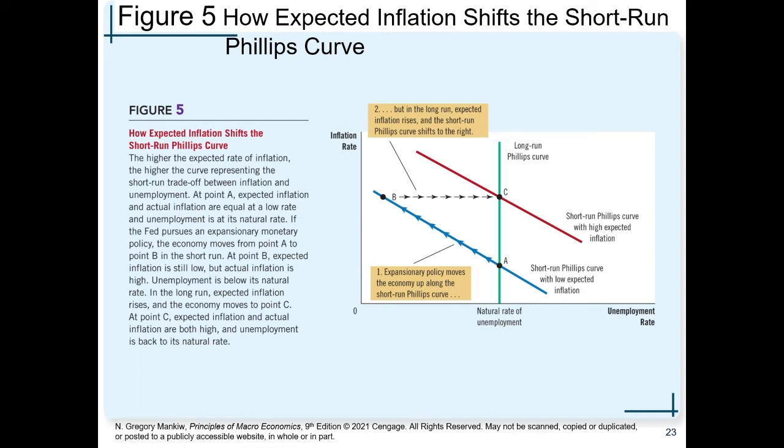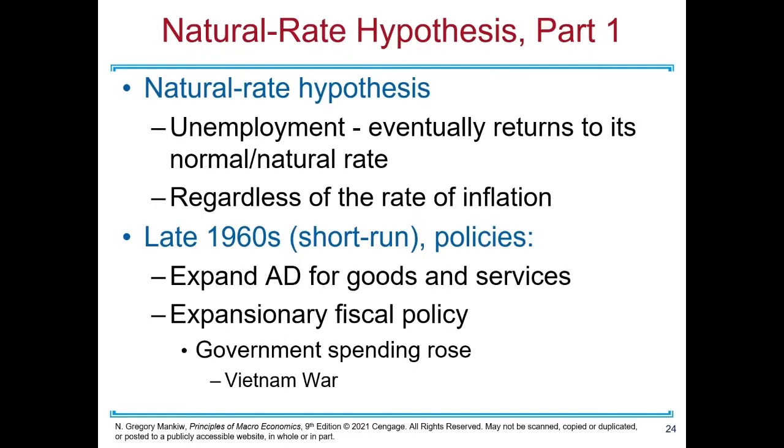Friedman claimed that if policymakers tried to take advantage of the Phillips curve, they would only reduce unemployment temporarily. He called this his natural rate hypothesis, that unemployment will eventually return to its normal, natural rate.